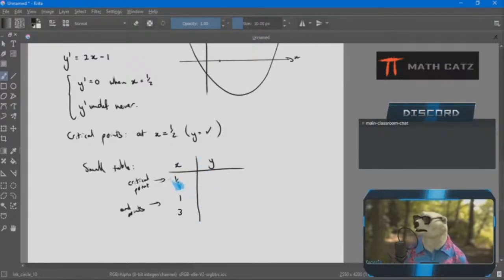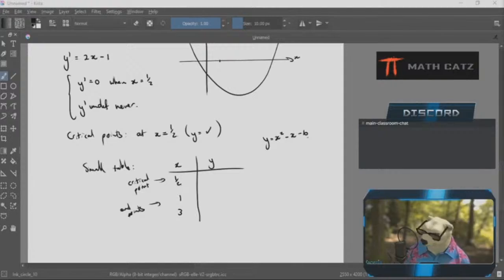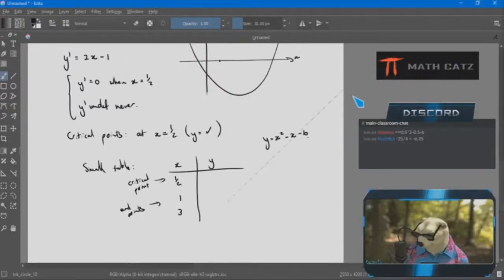So now I have to plug it into my function. My function was x squared minus x minus 6. I have to plug in these guys and see what the corresponding y value is. So I'm gonna do the first one, and you can do the other two, and that way we save some time. 0.5 squared minus 0.5 minus 6. For the first one, I get negative 6.25.